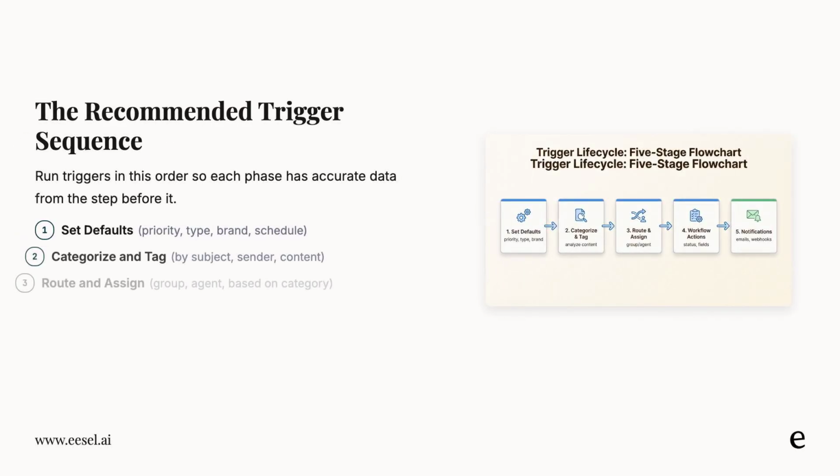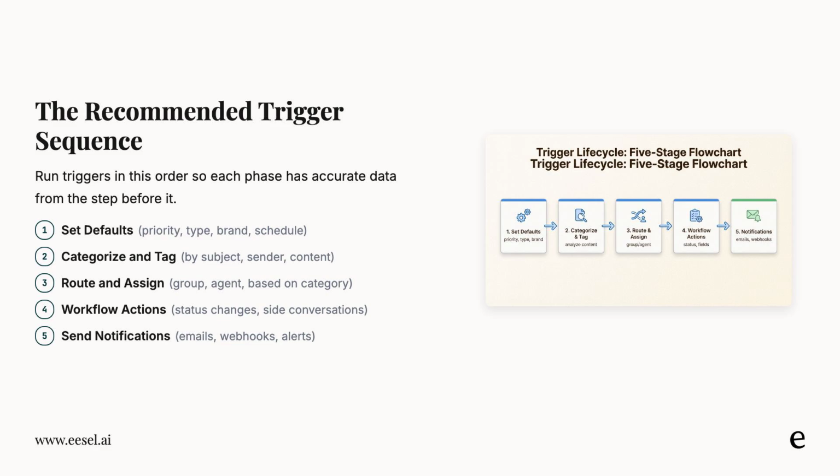Zendesk recommends a 5-phase trigger order. First, set defaults like priority and brand. Second, categorize and tag based on ticket content. Third, route and assign based on those categories. Fourth, handle workflow actions like status changes. Fifth, send notifications. By the time a customer gets an email, their ticket has been routed and assigned correctly.